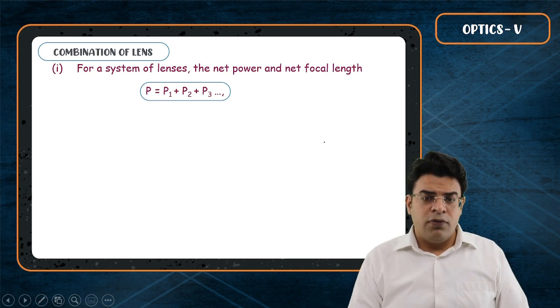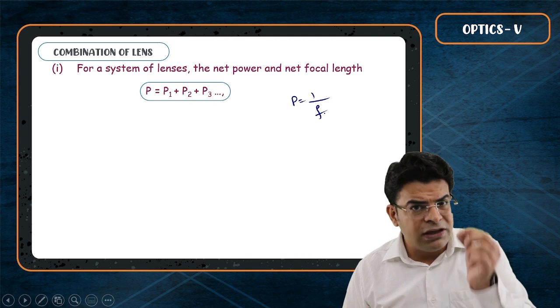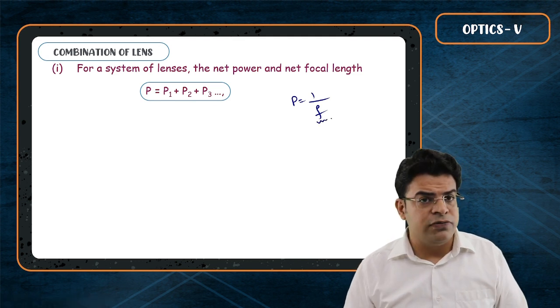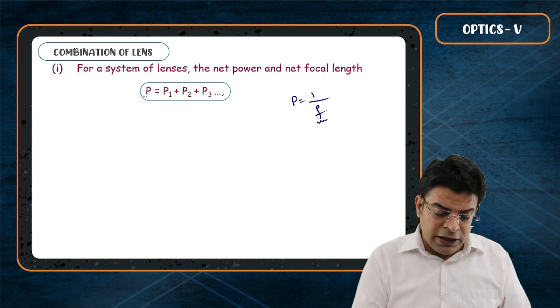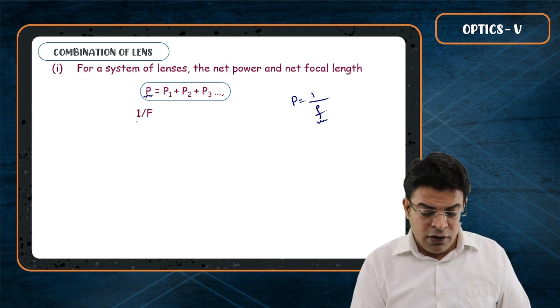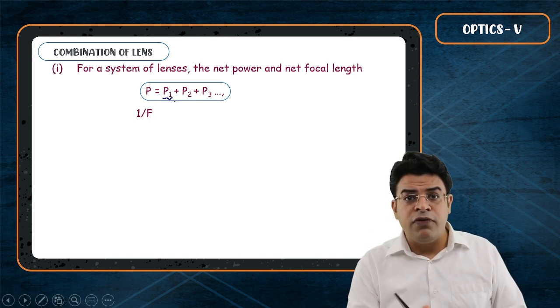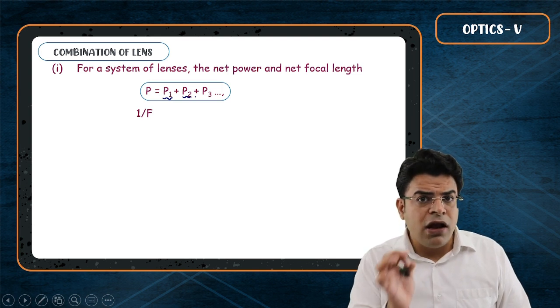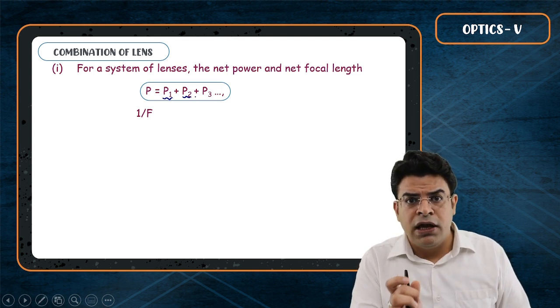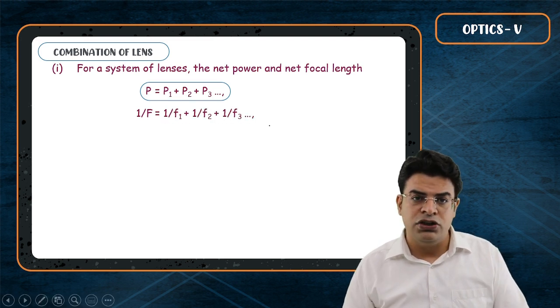We know that for a lens, power equals 1 upon focal length. For converging lenses, we take the focal length as positive. For diverging lenses, we take the focal length as negative. So in place of power of combination, you can write 1 upon focal length of combination. In place of P1, you can write 1 by F1. In place of P2, you can write 1 by F2 and so on. So you will say that 1 upon the focal length of the effective system equals 1 by F1 plus 1 by F2 plus 1 by F3 and so on.